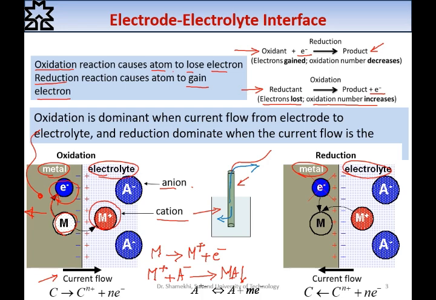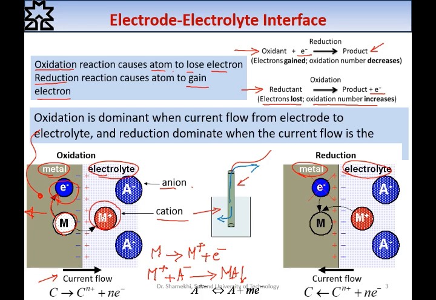And as you can see, M loses its electron, and the anion also shares its electron with M plus. It means that A also loses its electron. And losing electrons is an oxidation reaction. Therefore, oxidation is dominant when current flows from electrode to electrolyte.